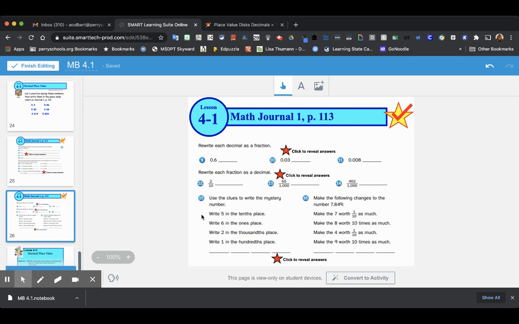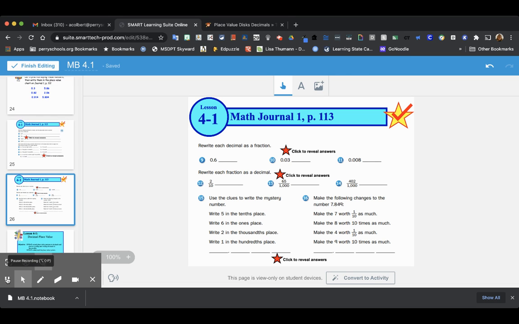I always like to use a slate or a piece of paper to help me write out the different things as I work through it. So write the 5 in the tenths place, 6 in the ones, 2 in the thousandths, and write a 1 in the hundredths place. And you'll see they did include a little decimal right there and a little decimal right there to help you out. So pause your video now, then come back and we'll check our work.